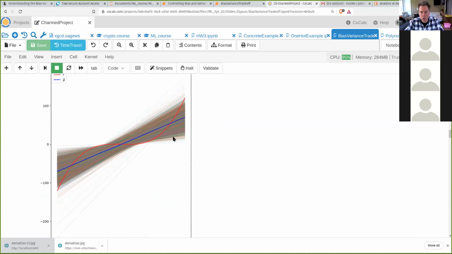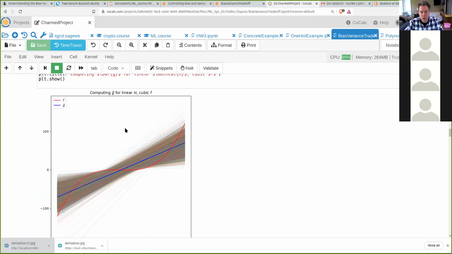So that's sort of what this fuzz in the background is, all the hypotheses that were produced for all of the 10,000 different training sets we got. And if you average all of those, the average of two lines is a line. So G bar in this linear case actually ends up being in the hypothesis space. So it's a line.